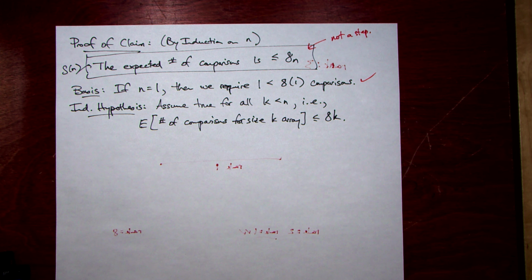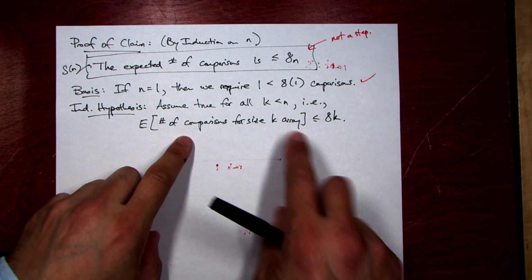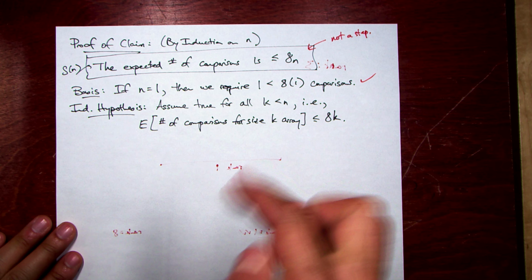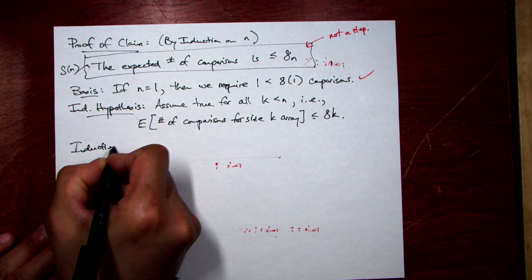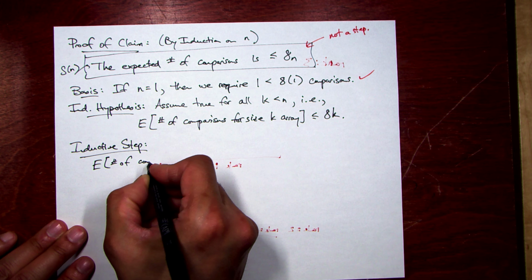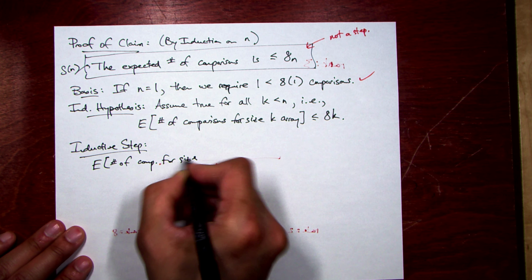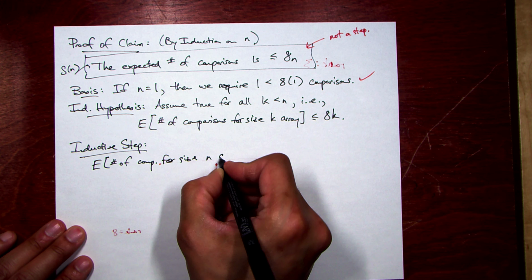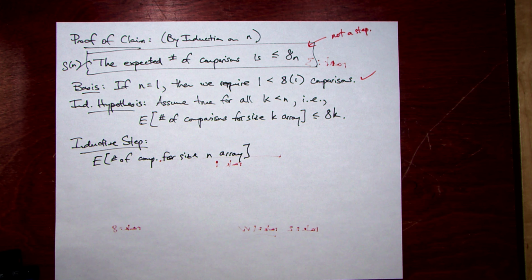And then we would like to show that the expected number of comparisons for the larger array, the n array, is less than or equal to 8n. And if we do that, we're good. We have to use this. That's the way the mechanics work. So the inductive step is the expected number of comparisons for a size n array, and we would like this to be less than or equal to 8n. Okay, I'll give you just a moment to catch up. I know I've been writing a lot.